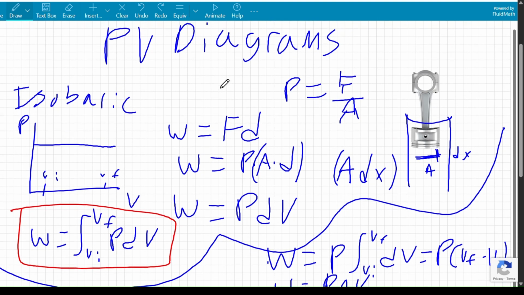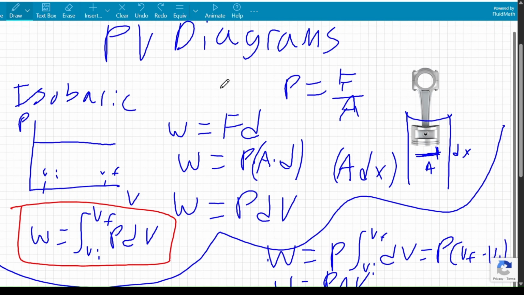This is basically PV diagrams in a nutshell, and specifically how work is the area under the curve.